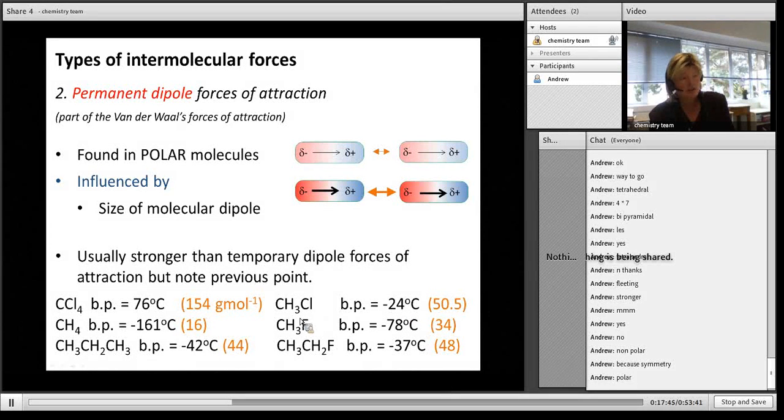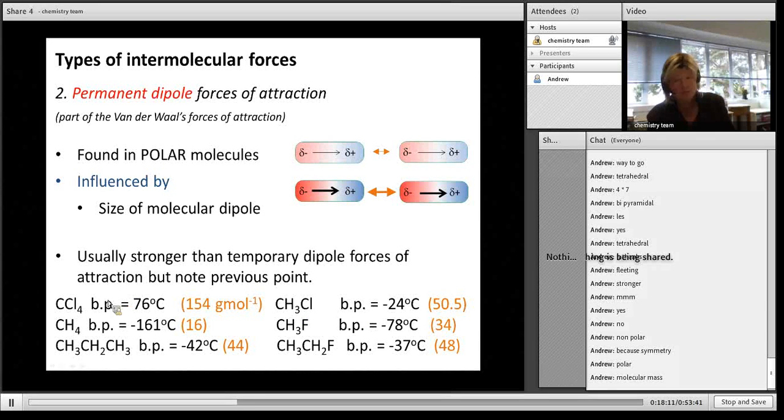Now, because this one's polar, you can't just say, oh, because it's polar, it's going to have stronger forces of attraction. You have to look at the temporary dipoles as well. And because of its big mass for carbon tetrachloride, 154 grams per mole compared to only a third of the size, 50 for chloromethane, it's going to have very strong temporary dipole forces of attraction.